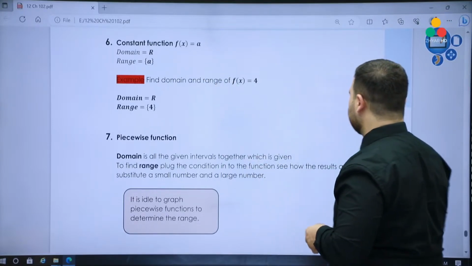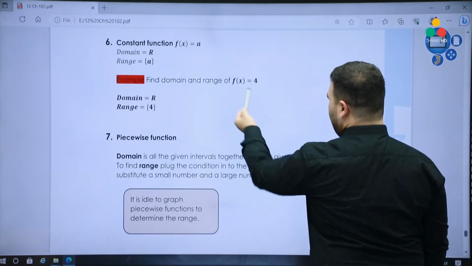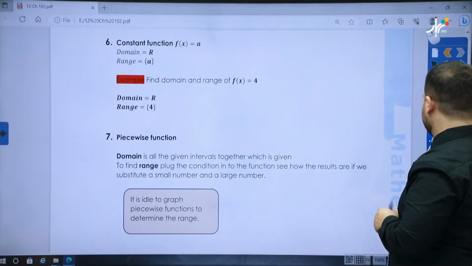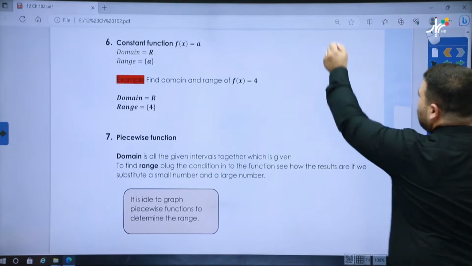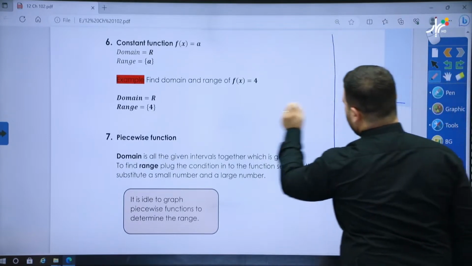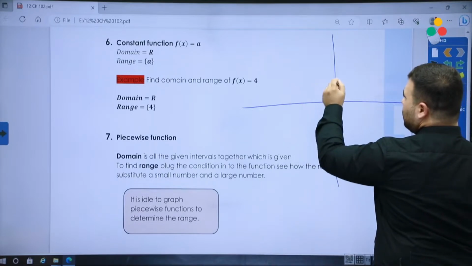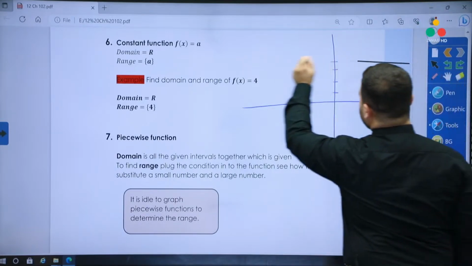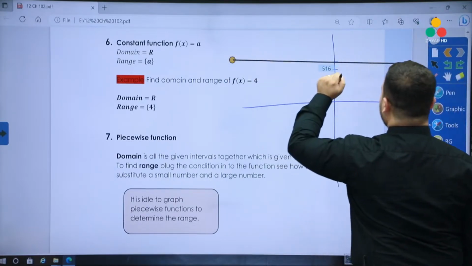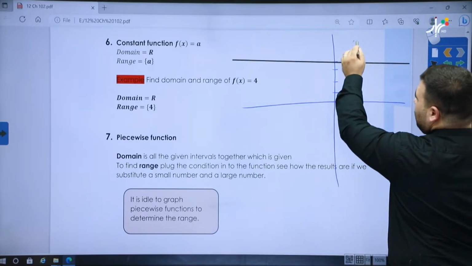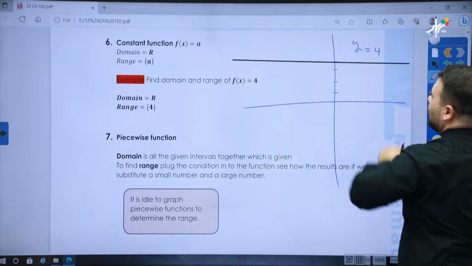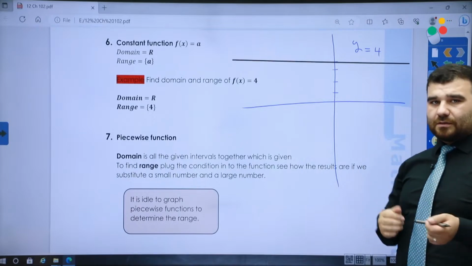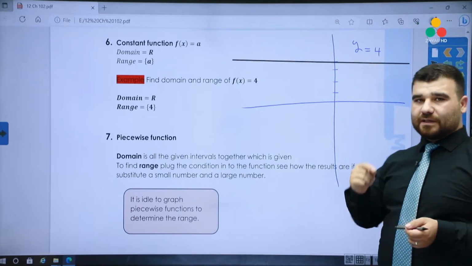Let's have an example. f(x) equal to 4. How is the graph of this? This is an xy axis. At 4, 1, 2, 3, 4, there is a straight line. This straight line is the line of y equal to 4. We said range is related to y. Y has no other choice. It's only 4. This means range is only 4.